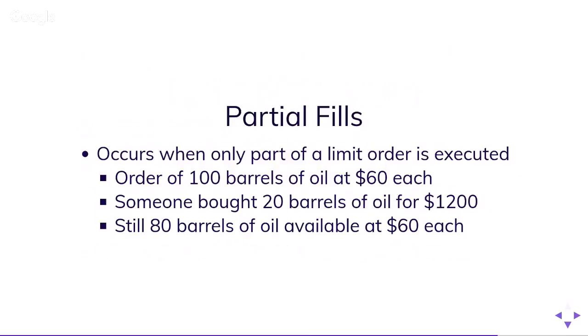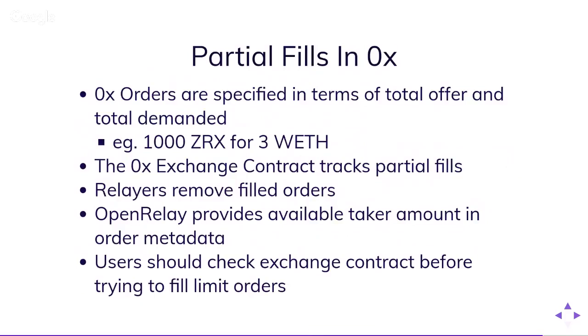That means that somebody else could come along and buy another 20 barrels of oil, or somebody else could come along and buy 80 barrels of oil. That order is still out there and able to be filled for the rest of the barrels that have not yet been sold. So in 0x, partial fills are a standard feature of 0x. You don't have to fill an order completely. You can partially fill an order, and that order will remain fillable for the remaining amount.